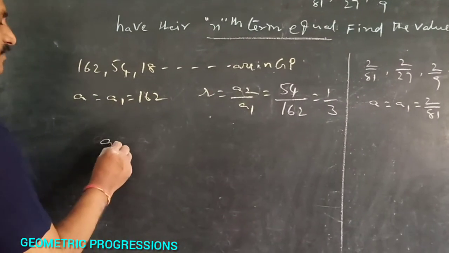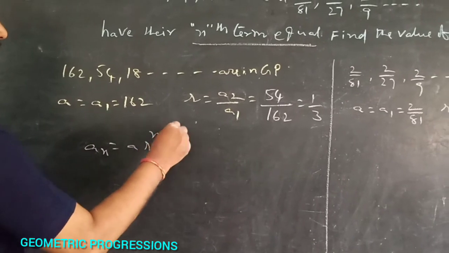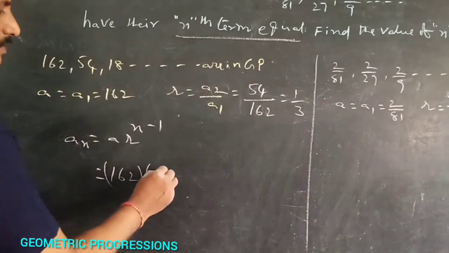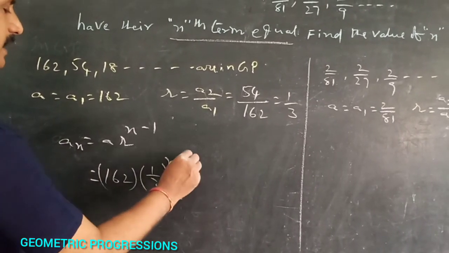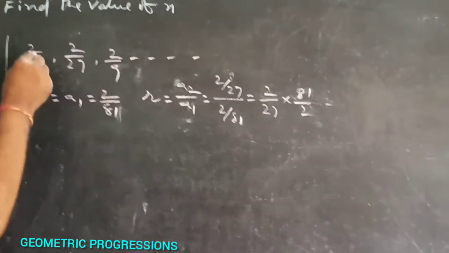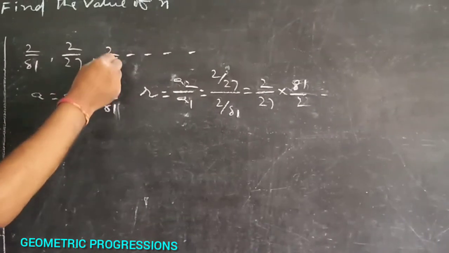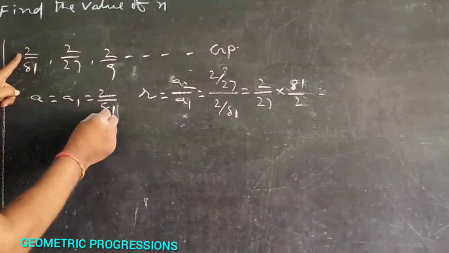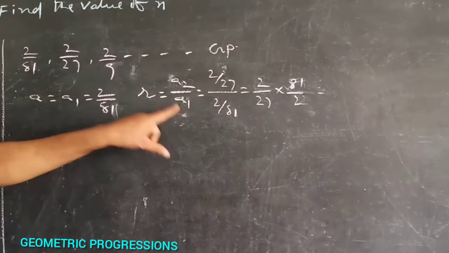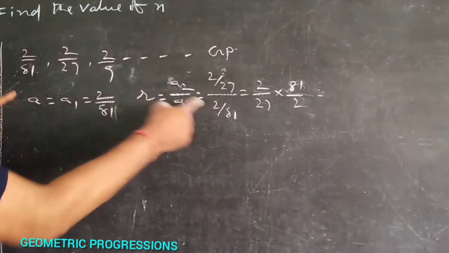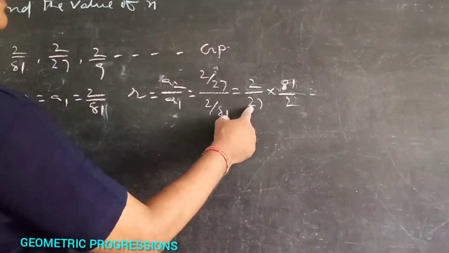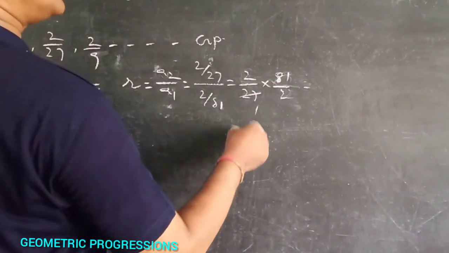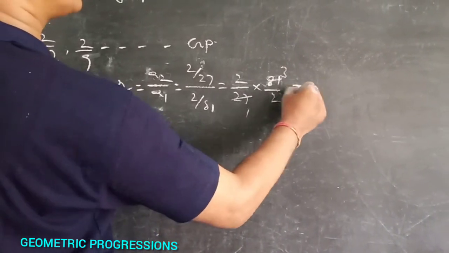So in GP, another formula is A into R to the power of n minus 1. Here that is 162 into 1 by 3 to the power of n minus 1. Second progression 2 by 81, 2 by 27, 2 by 9 and so on is also in GP. So A equals A1 equals 2 by 81, R is equal to A2 by A1, which is 2 by 27 divided by 2 by 81. So 2 by 27 into 81 by 2, the 2s cancel, 27 ones are 27, 27 threes are 81. R is equal to 3.